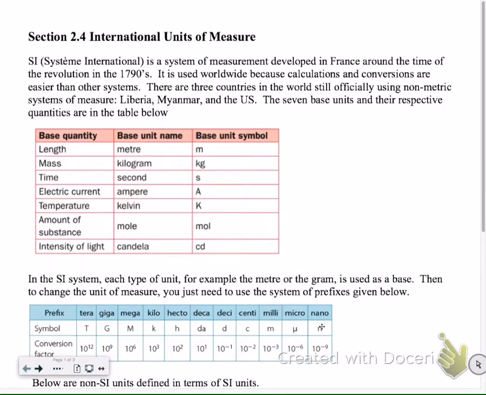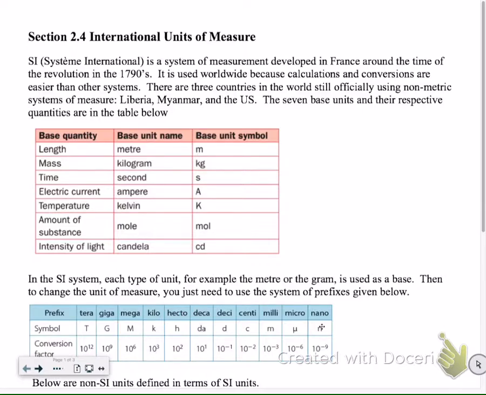So there are 7 base units. Those are as listed there. You've got length, mass, time, electric current, temperature, amount of a substance, and intensity of light. And those are the base unit names in the SI unit and their symbols as well.